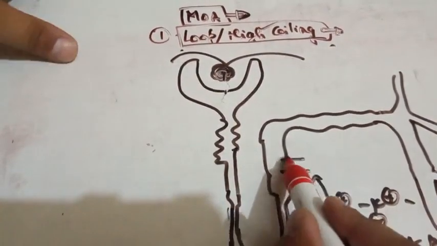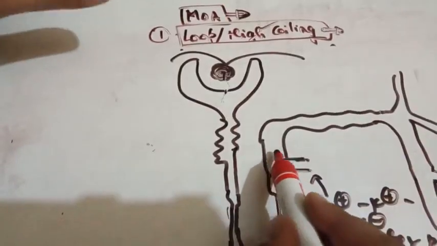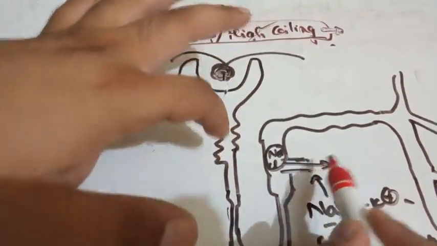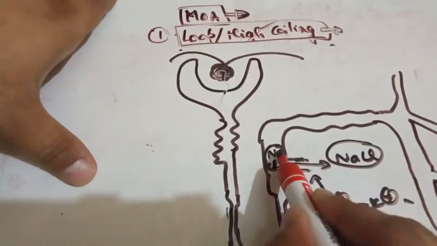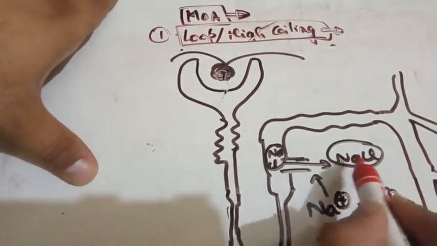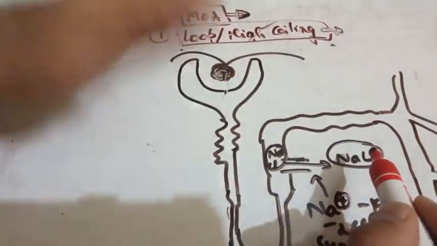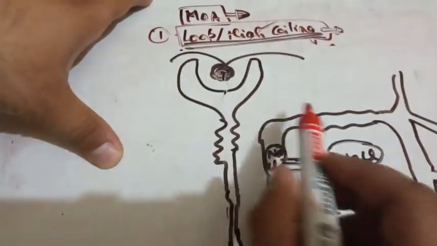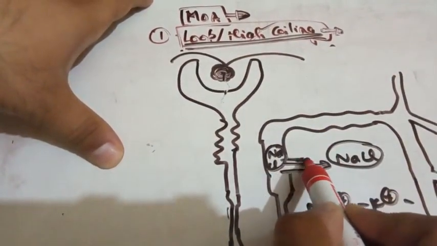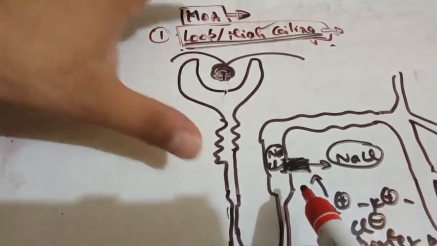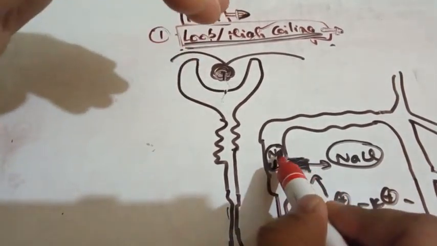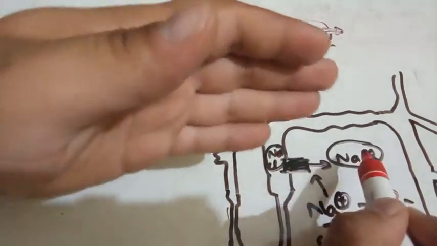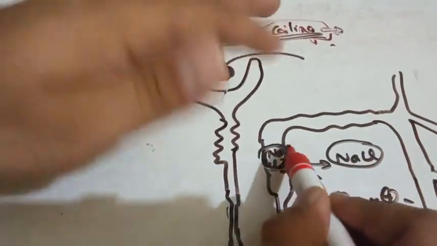The function of this importer pump is to transport NaCl from the lumen of the nephron into the interstitial fluid, so that NaCl can be reabsorbed back into the blood. So what will happen when these loop or high ceiling diuretics are administered is that they will block this pump. So NaCl will not be able to get transferred from the loop of Henle lumen to the interstitial fluid. This will lead to the accumulation of NaCl in this part.